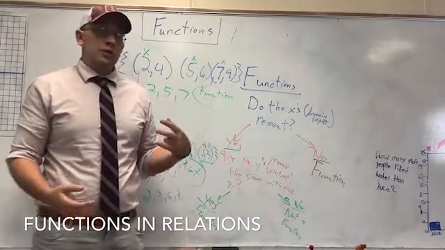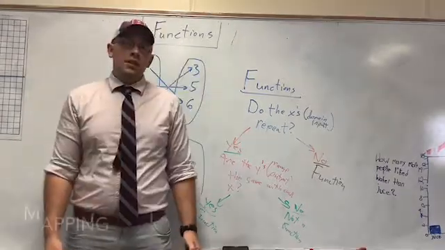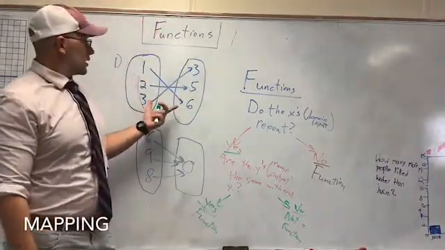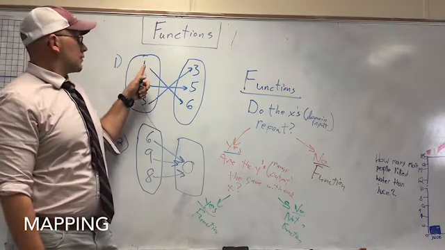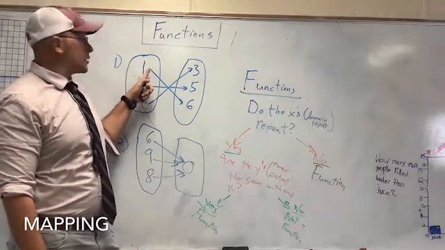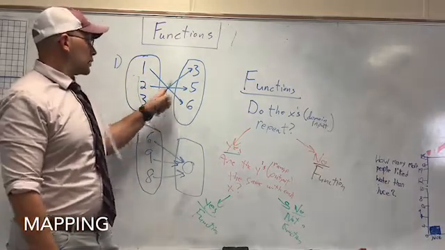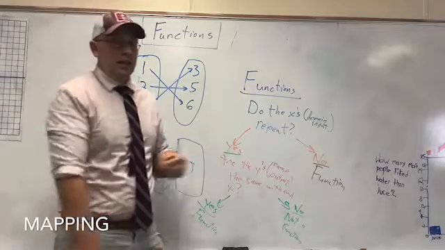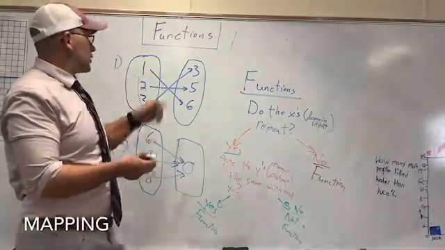All right, I'm going to show you a mapping and then I'm going to show you the vertical line test. All right, this is called mapping. It's a different way. So all you need to make sure here is that for every one input, so 1 goes to 6, 2 goes to 5, 3 goes to 3. Do any of my x's repeat? No. The way you check to see if an x repeats here is if there's 2 lines off of it.